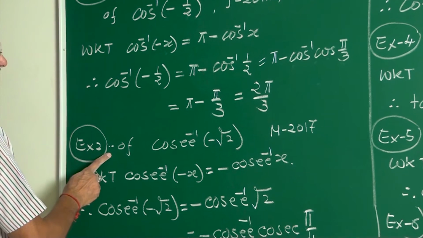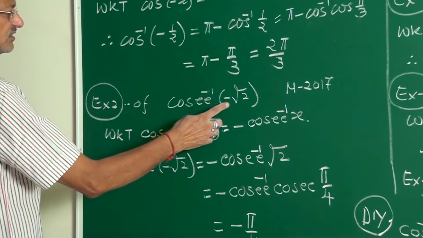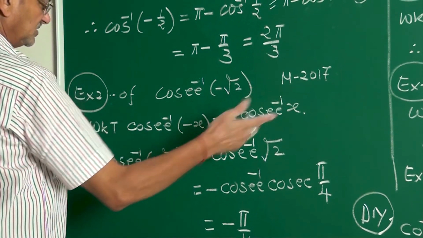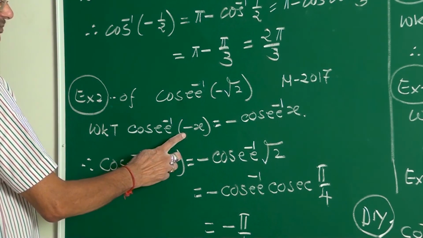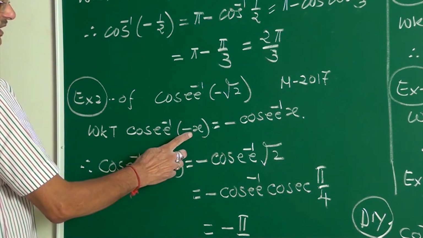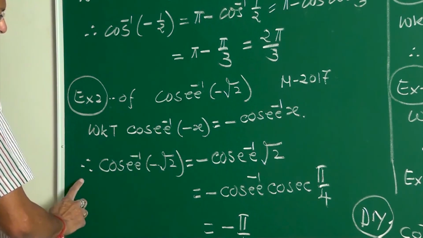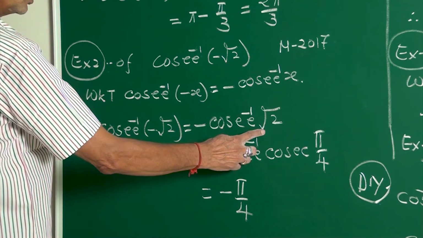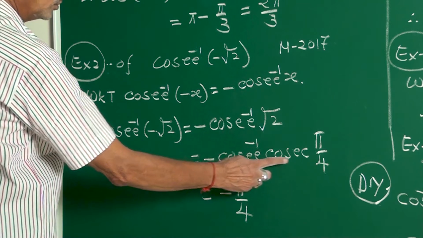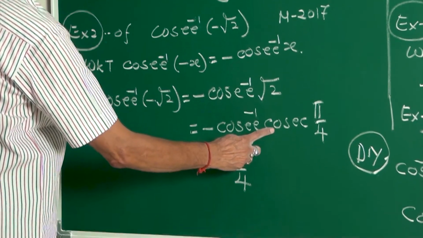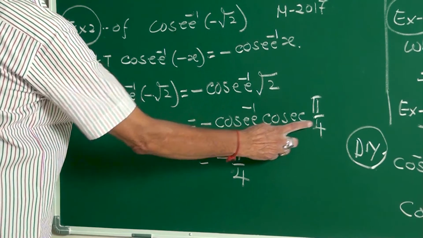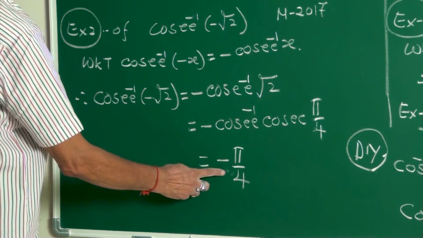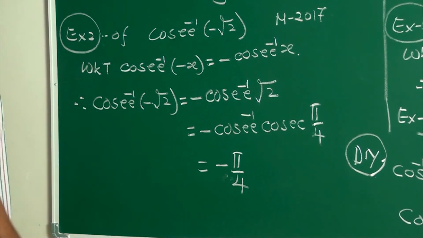This is the second example. Find the principal value of cosec inverse minus root 2. It appeared in March 2017. We know that cosec inverse of minus x equals minus cosec inverse x. Replace your x by root 2. Therefore, cosec inverse minus root 2 is minus cosec inverse root 2. Then, what is this root 2? Cosec 45. Cosec inverse of cosec theta is theta, as this theta lies between minus pi by 2 and plus pi by 2. Therefore, the value of this, my friend, is minus pi by 4.